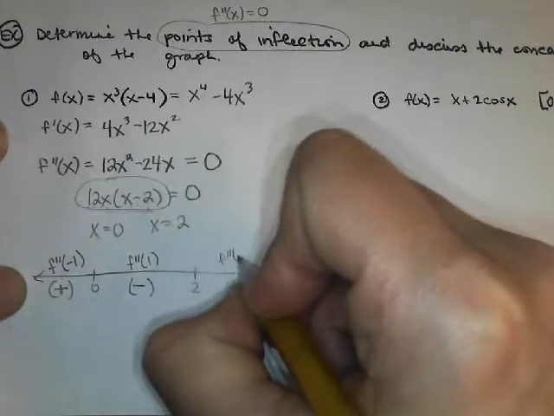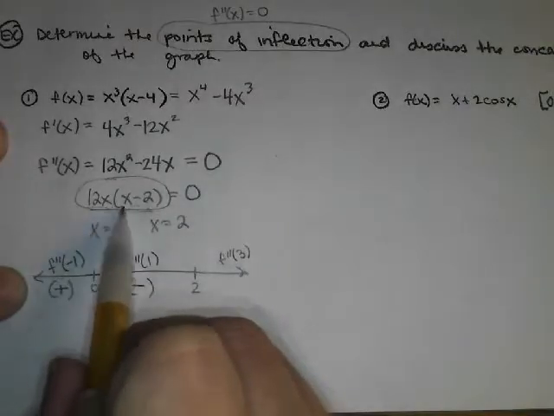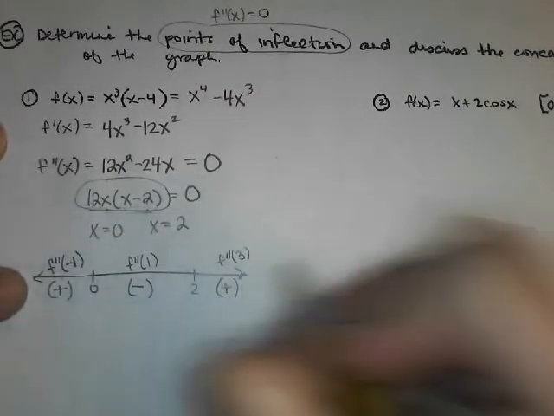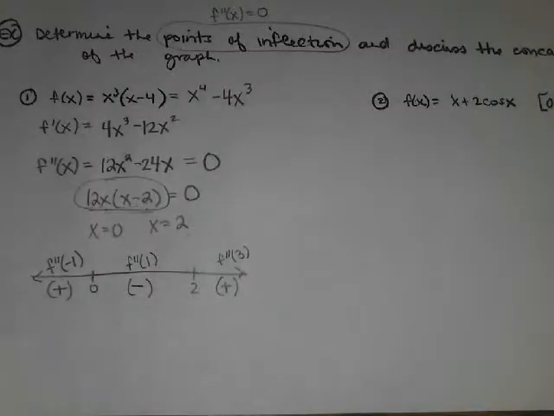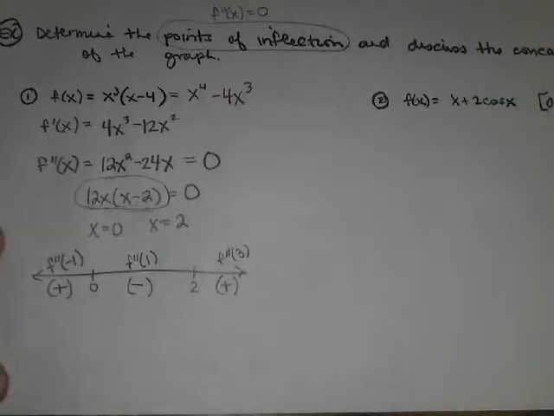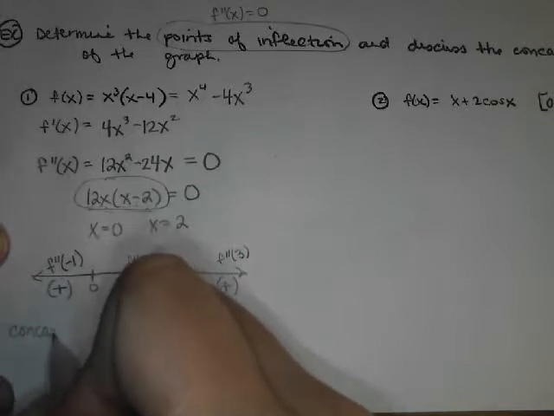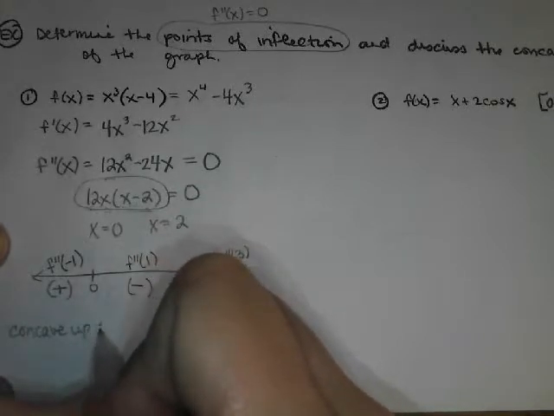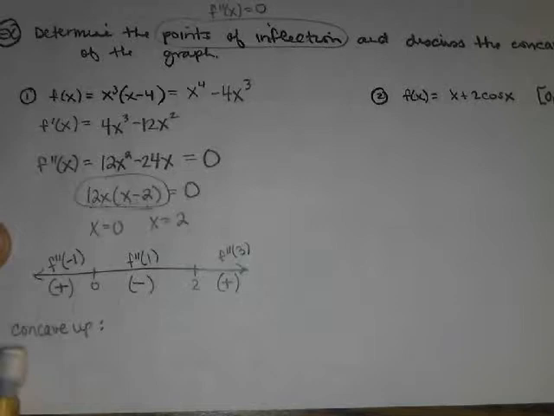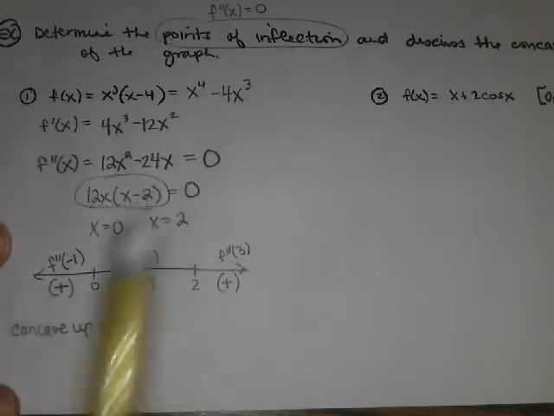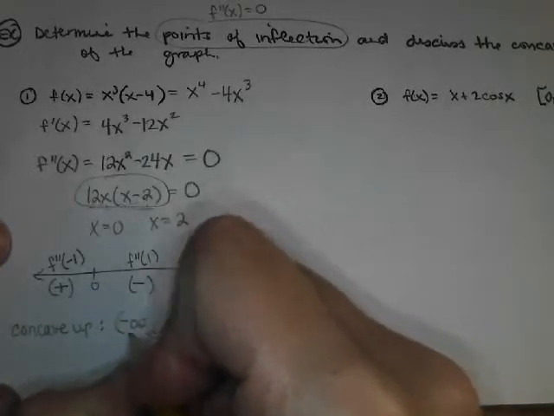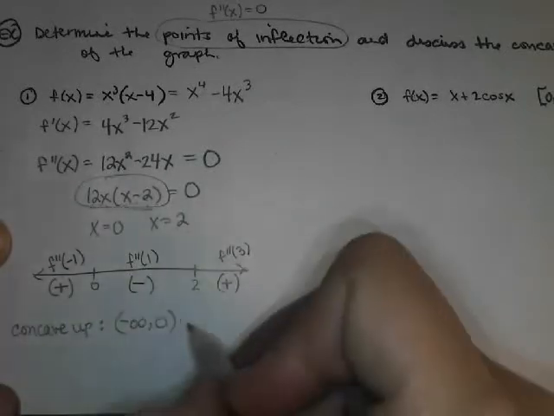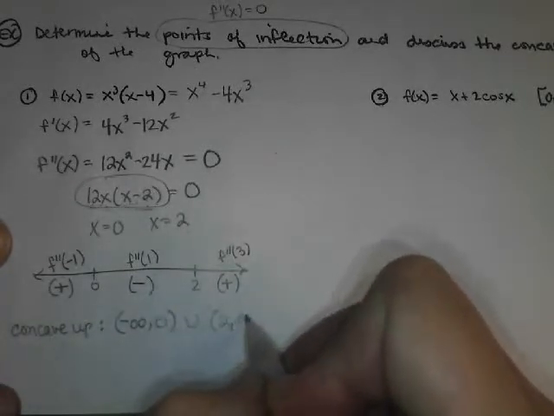So when it says to discuss the concavity, we'll give intervals again like we did with increasing and decreasing. This is concave up from negative infinity to 0, and again from 2 to infinity. And it's concave down from 0 to 2.